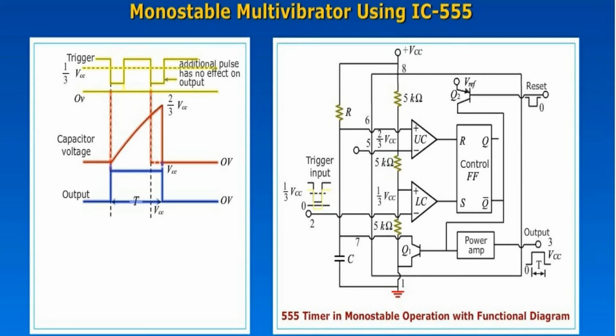Now the capacitor C starts charging towards the VCC through the resistor R. The voltage across the capacitor gradually increases. At one stage, the voltage across the capacitor is just greater than 2 by 3 VCC. In such a condition, the output of the upper comparator goes to high, because the upper comparator inverting input terminal voltage 2 by 3 VCC is supplied by the voltage divider network. The upper comparator non-inverting input voltage is supplied by the capacitor.